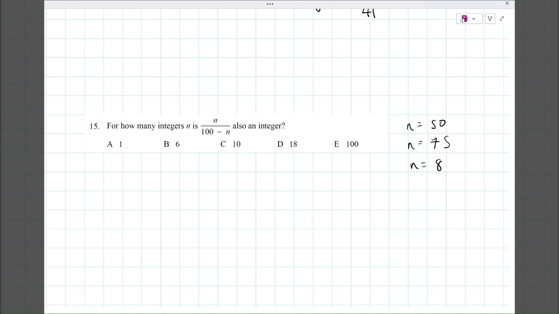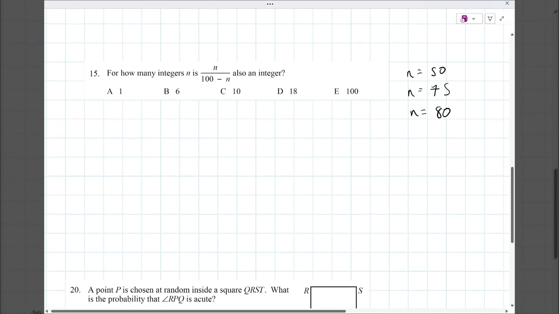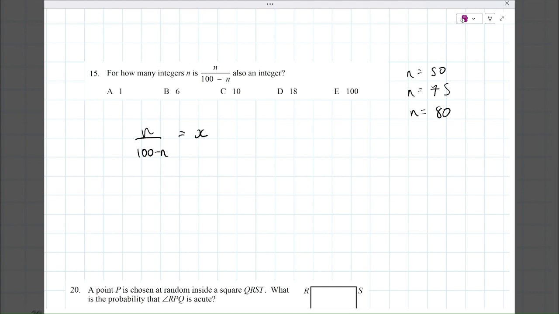What's important here as well is the choice of words. They've used the word integer. They haven't said positive integer. They've just said integer, and that's going to be important. Now, you could go down the Diophantine equation route. You could say n over 100 minus n equals x, where x is an integer. You could then maybe try and make n the subject.